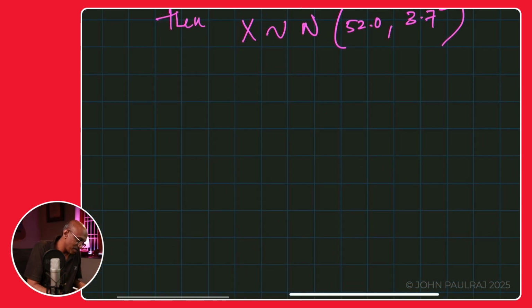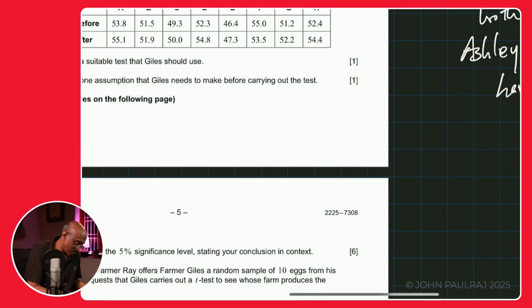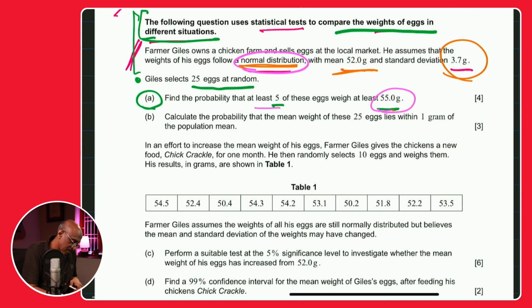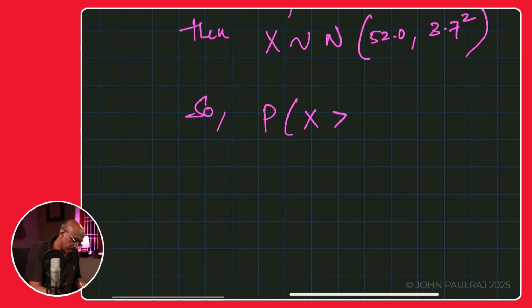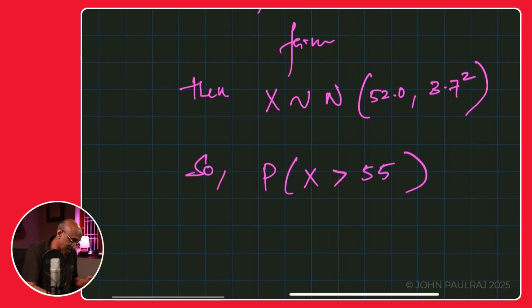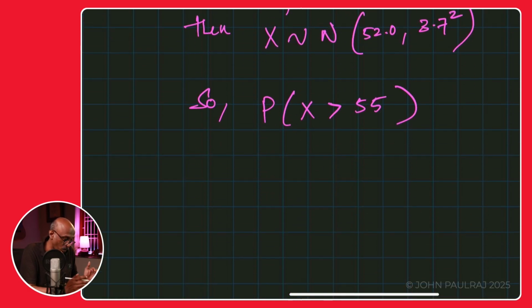So first what we're going to do is find the probability. So the probability of X, they said at least, strictly greater than is okay. It doesn't have to be equal to, because it's normal we're looking at. The probability of one egg being at least 55 grams, greater than 55. So clearly defining what is X. X is the weight of an egg, and it follows the normal distribution. What is this probability?